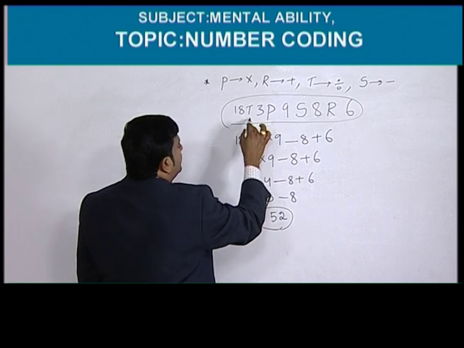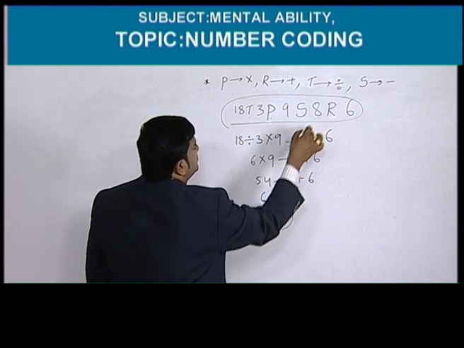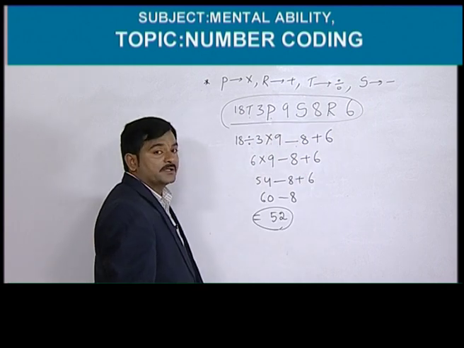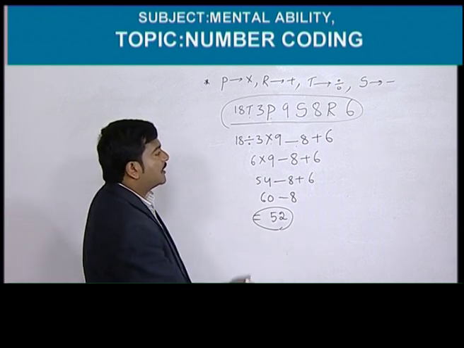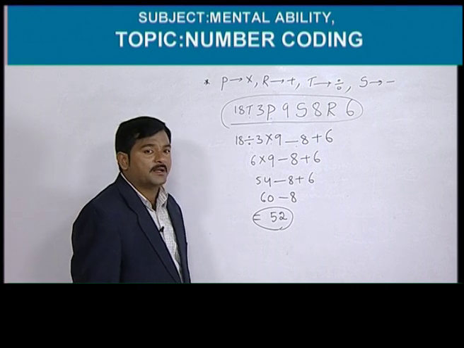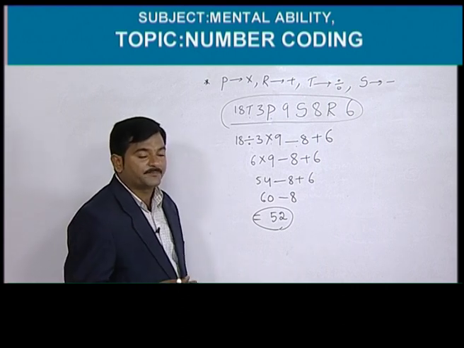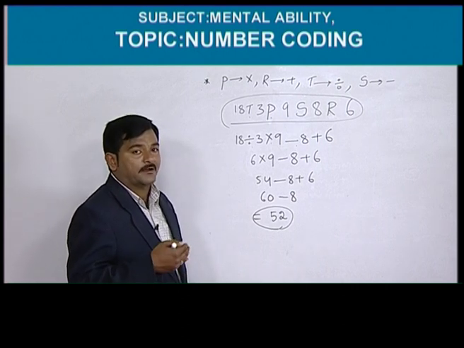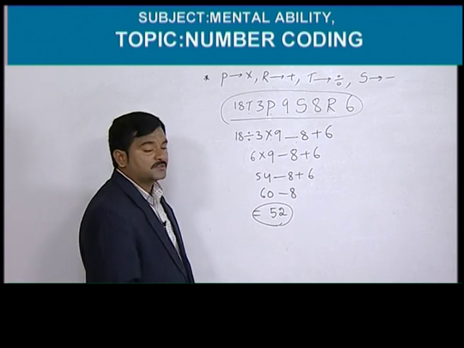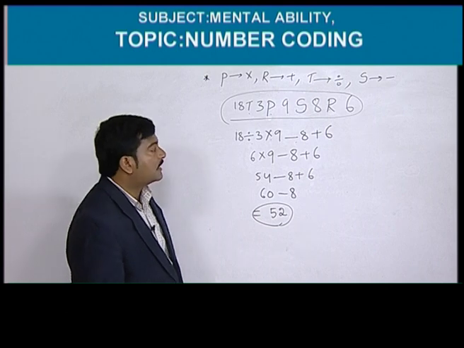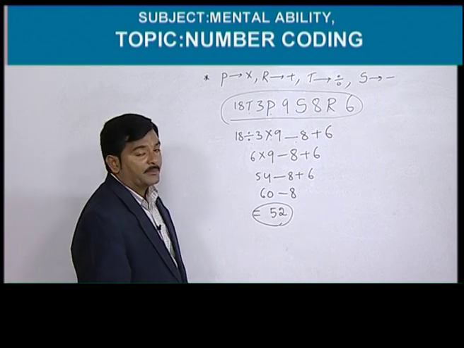So in place of T, P, S, R, I took the corresponding signs. According to the signs he gave, based on the rule, first division, then multiplication, later on addition, and finally subtraction I did, and the final answer is how much here? 52. Okay, this is one model in mathematical coding.